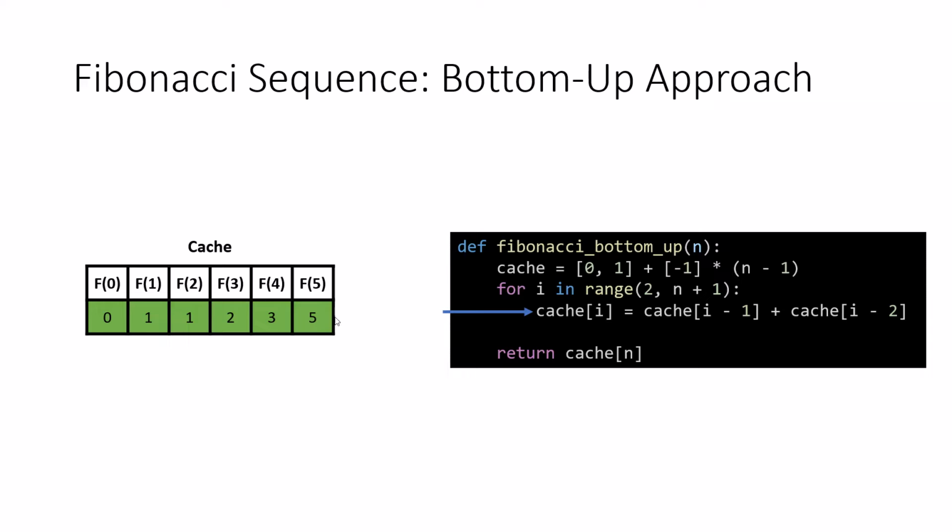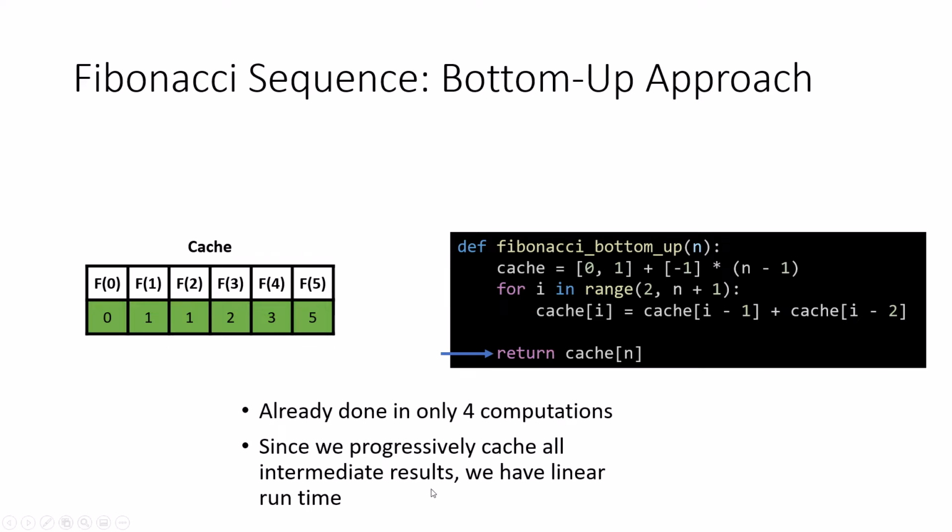And wow, well, we're already done. So you can already intuitively guess that the bottom-up approach is going to end up being the fastest approach to the Fibonacci sequence. And yeah, so we only did 4 computations.